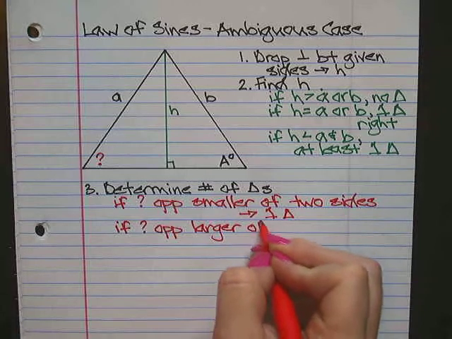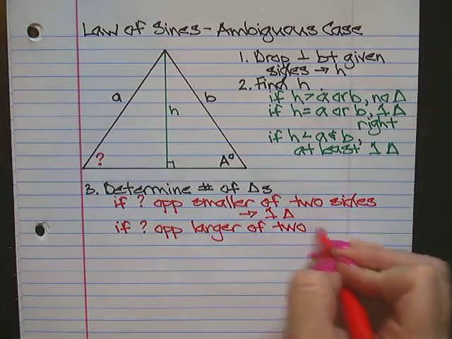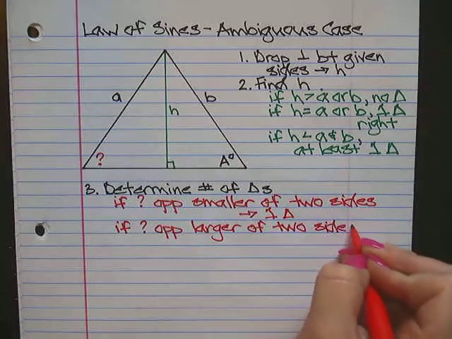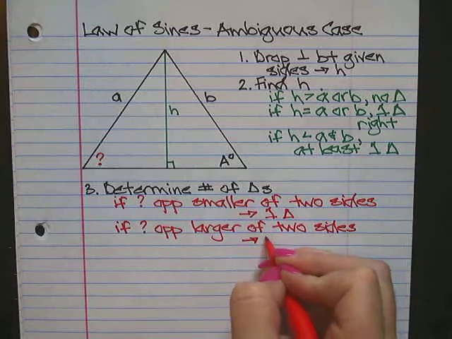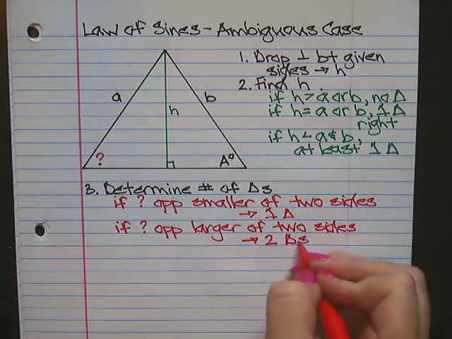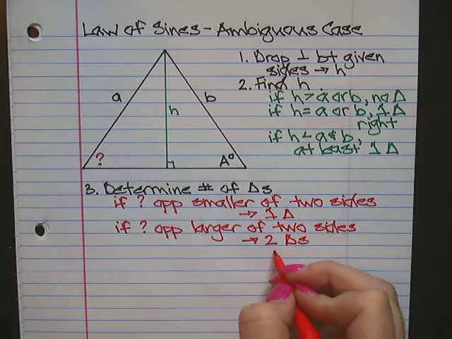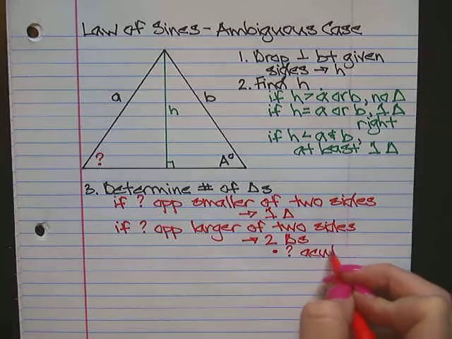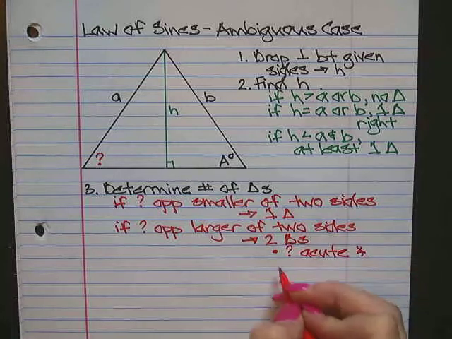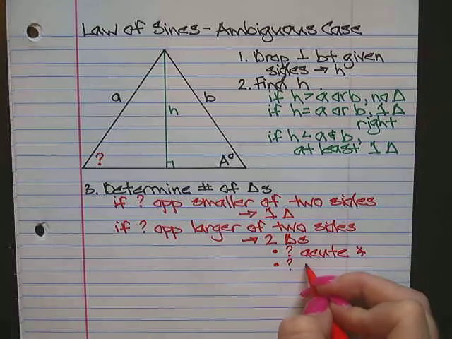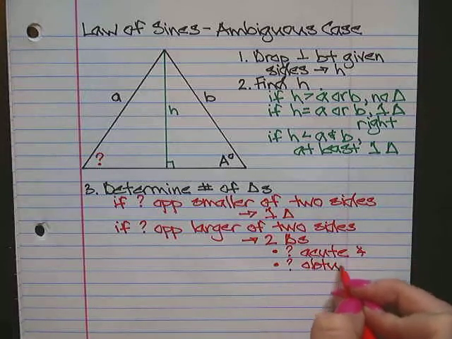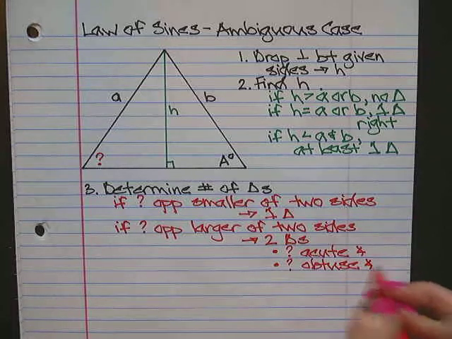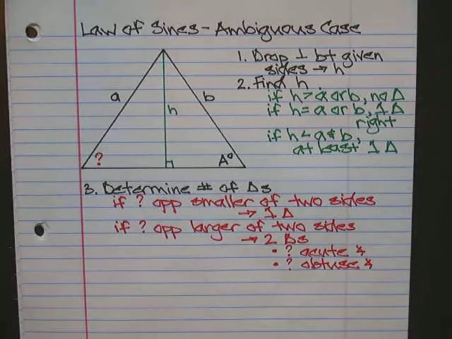Likewise, if our missing angle is opposite the larger of the two sides, there are two triangles. In one, the question mark will be an acute angle, and in the other, the question mark will be an obtuse angle.